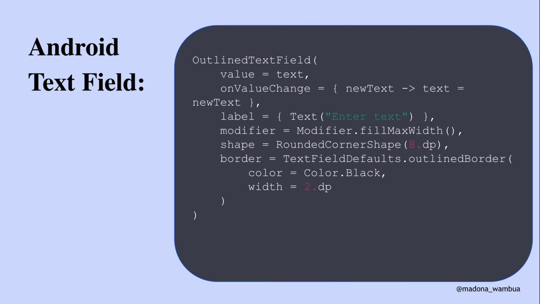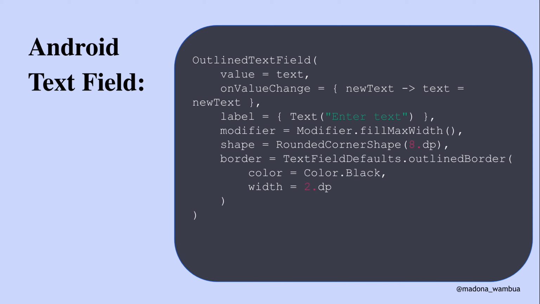Now, let's look at a text field. This is how an OutlinedTextField looks in Jetpack Compose. As you can see here, the OutlinedTextField component takes in a value and an onValueChange parameter to manage the state of the text field. The label parameter specifies the label text that appears above the text field, and then the modifier parameter is used to specify the width of the text field.